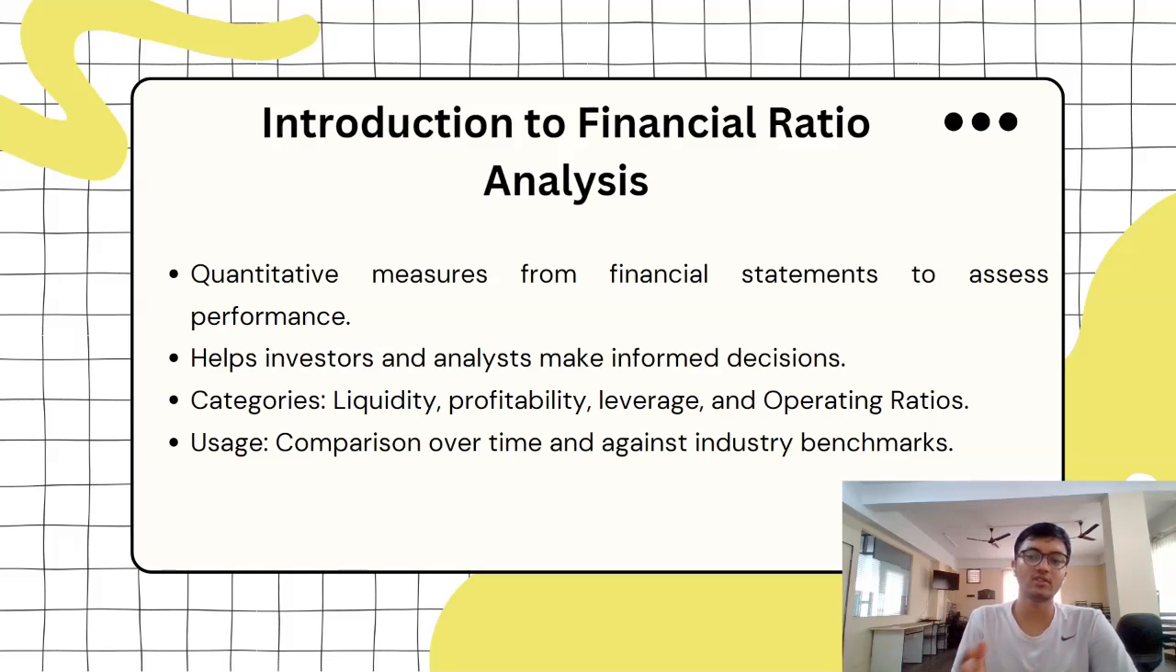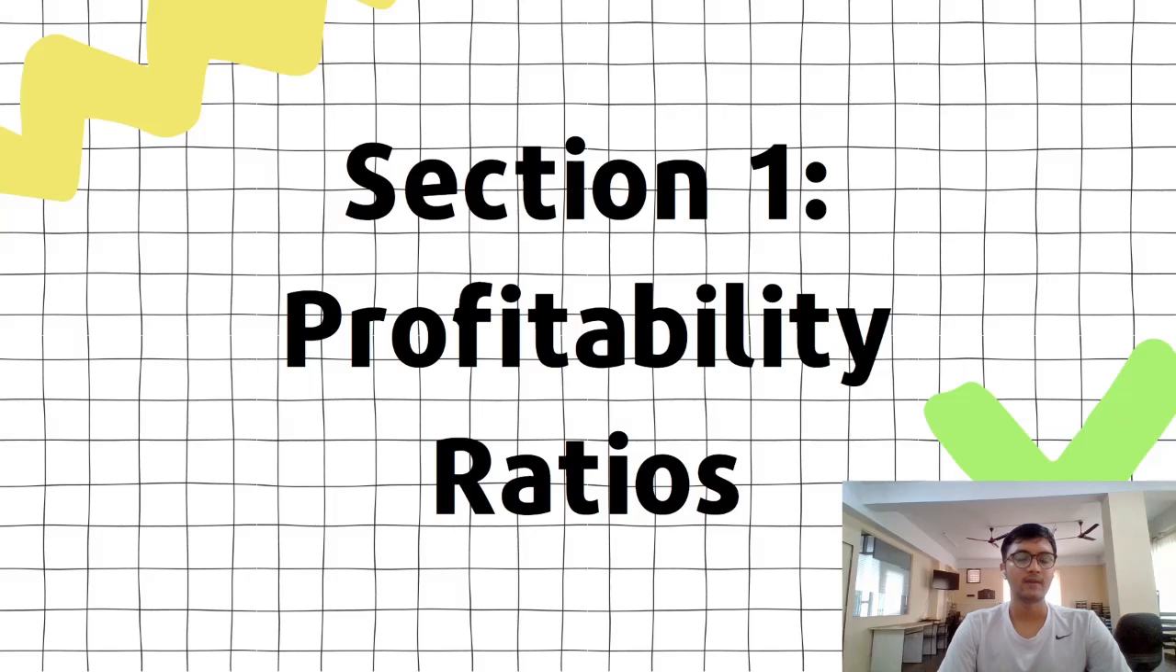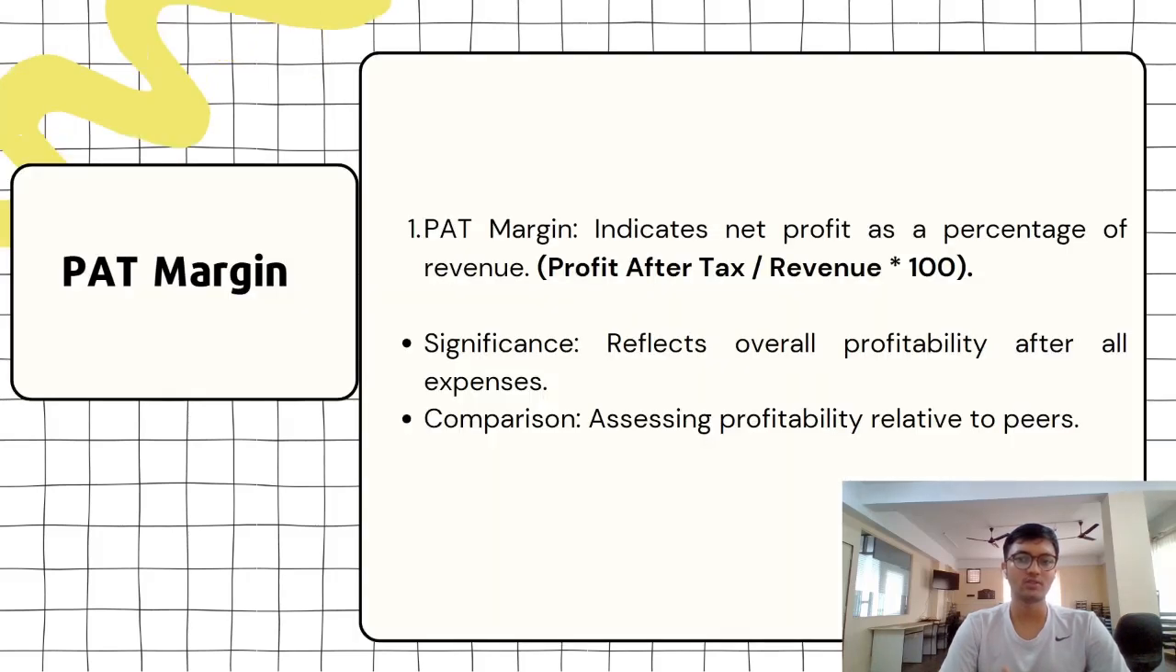So you will be able to understand how different companies are operating in the same segment, and you will be able to judge which company is more profitable, which is having less debt, who's having more liquidity, whose operations are efficient per se. So it is used to compare over time and against industry benchmarks. First, we'll look at profitability ratios.